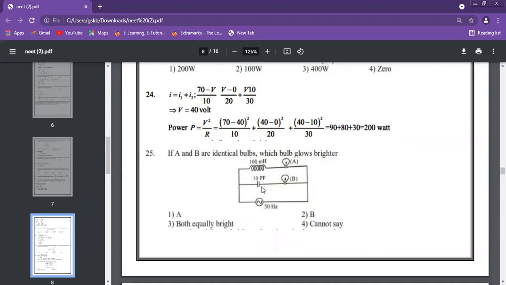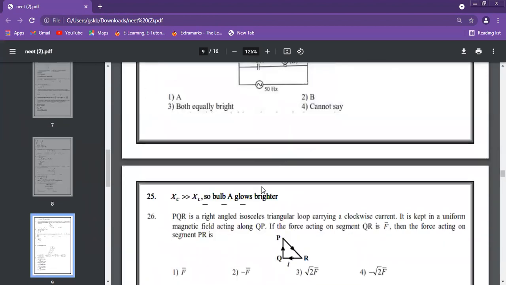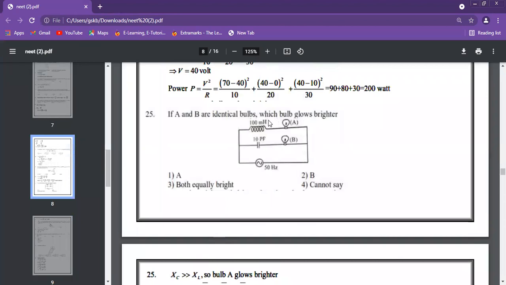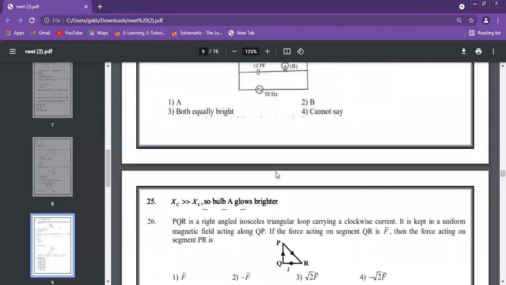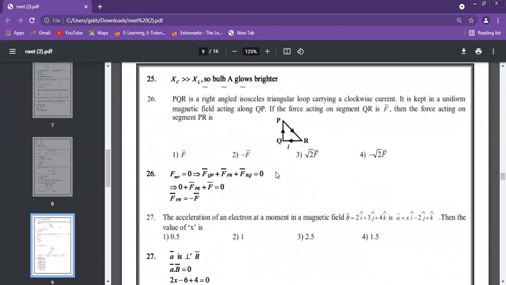This is one inductor, and this is one capacitor we have. So Xc is much greater than XL, so bulb A will glow more. How is Xc more? To compare XC and XL, we find the Xc value. We know that Xc is the capacitive reactance, equal to 1 by 2 pi F into C. XL is equal to 2 pi F into L. So by using that, we can calculate. The vectors concept we can use here.